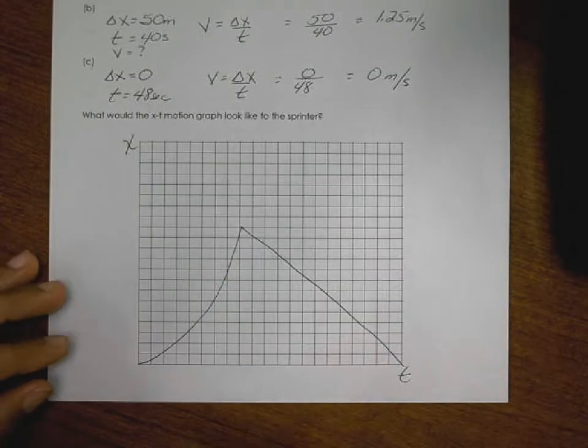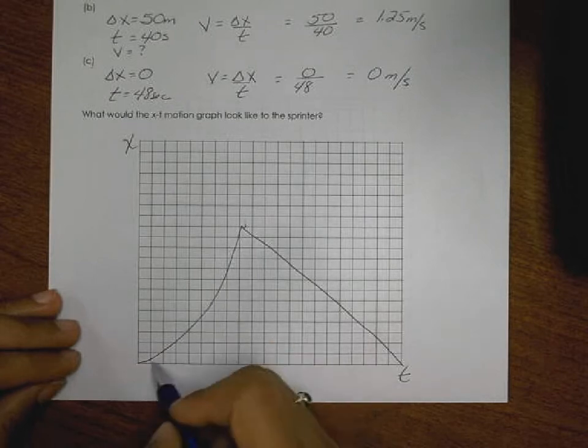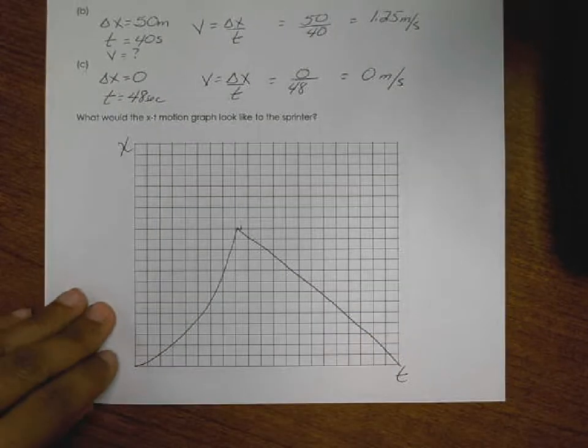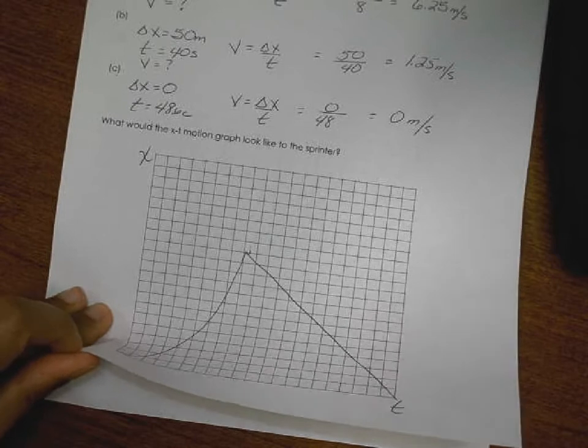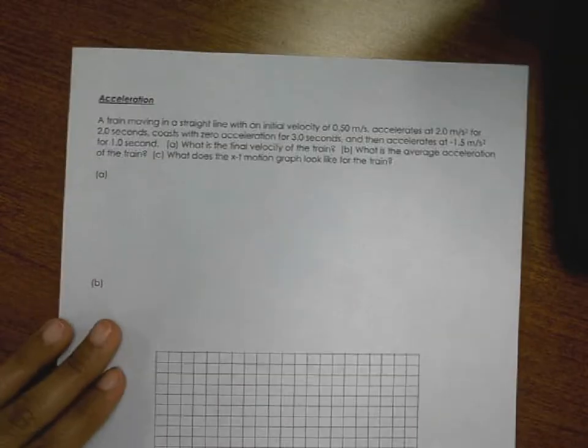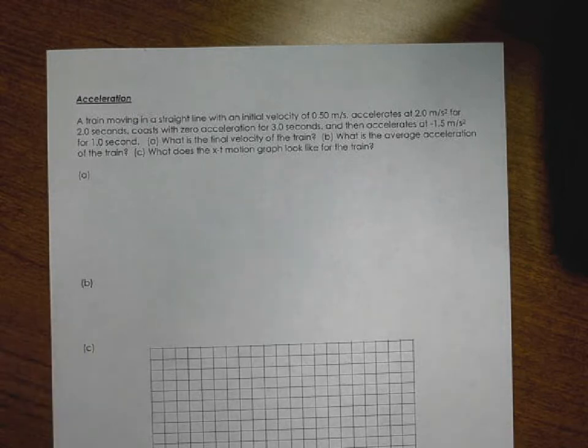So something like that. So here's him running out, and here he is returning back. So that's the displacement versus time graph. Let's take a look at this other question here. This is acceleration. We're going to use some acceleration equations.